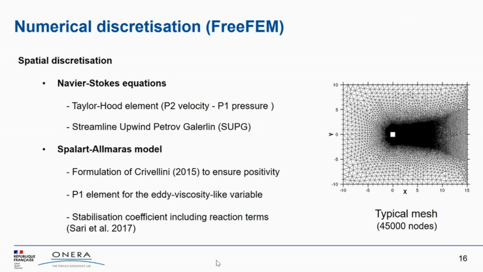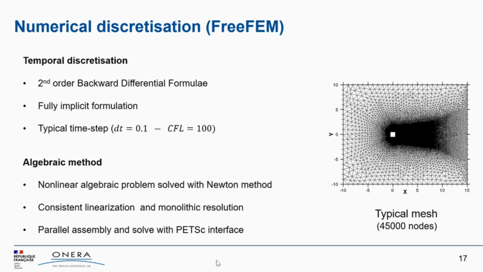For the scalar model, we have used the formulation by Crivellini to ensure positivity. And the eddy viscosity like variable of the Spalart-Allmaras model is discretized with P1 element. And also we need to stabilize that equation. A typical mesh is shown on the right figure. These are triangles, an unstructured mesh with triangles. And here we have typically 45,000 nodes.